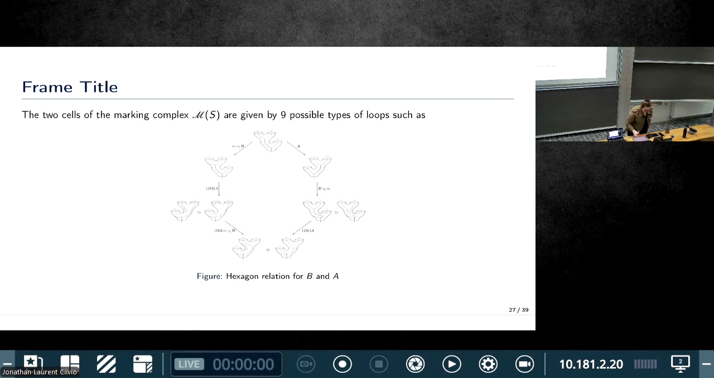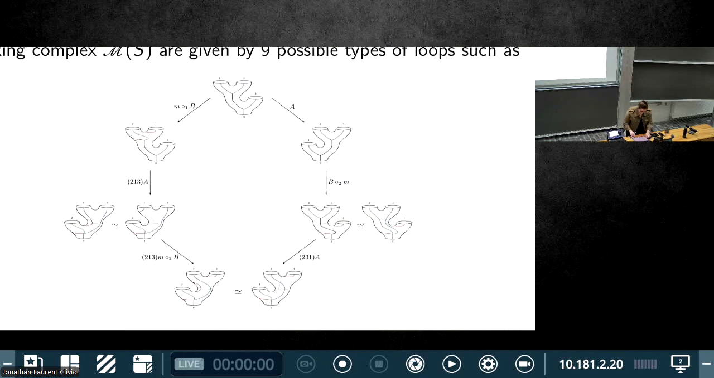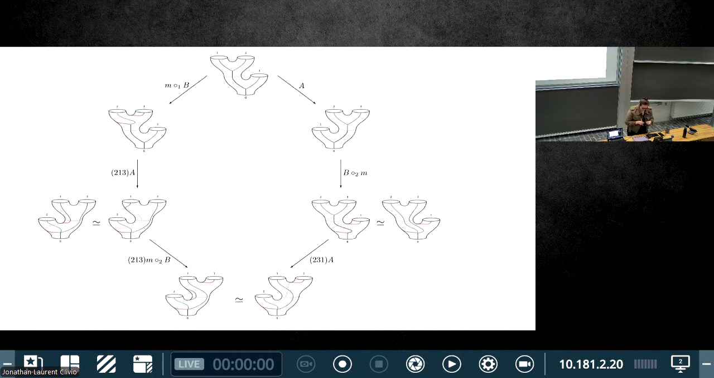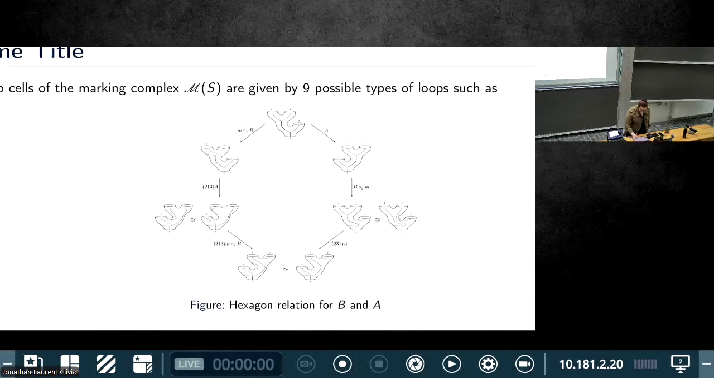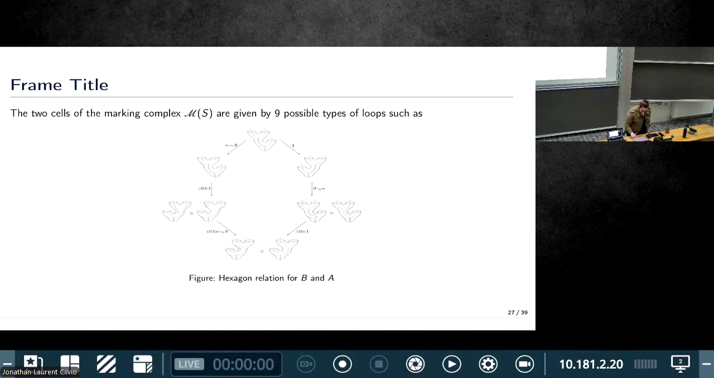Okay, so for the cells of the marking complex, there are 9 possible loops that give 2-cells. And one of them, of course, looks like the hexagon. I tried really hard to make it fit on this slide, and this was actually a pretty one. Lucy made all of these, so they're very pretty. They are all the ways in which you can do B moves and A moves, and then you end up in a loop. There are 9 of them, so it's a bit more complicated than 4, and we'll see another one in a sec.